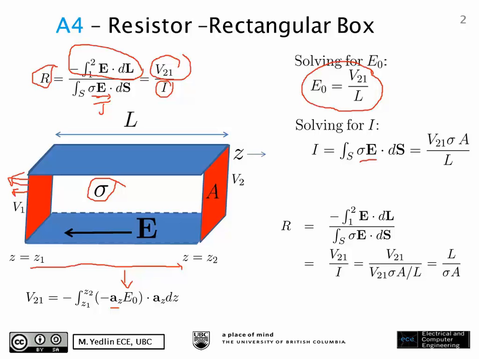So now we just substitute in here V21 over I, and the V21s cancel, and we get this final relationship that the resistance is equal to L over sigma A. The interpretation is that the resistance is proportional to the length of the resistor and inversely proportional to the conductivity and the area. A big area means a low resistance. A big conductivity means a low resistance. So that's really all there is to it. This also holds if the electric field is uniform and the cross-sectional area of the conductor is something strange like an ellipse.